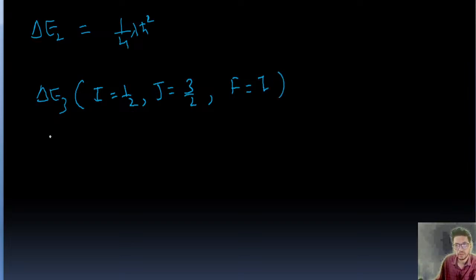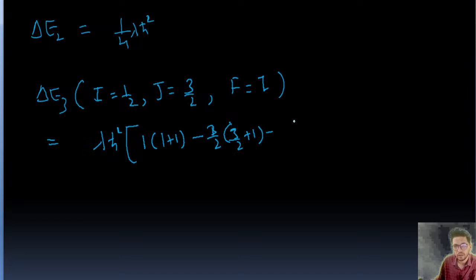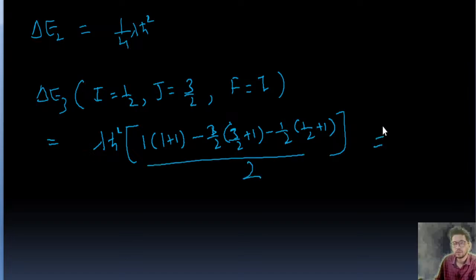So this value is going to be again lambda h cut square, j into j plus 1, f is 1 into 1 plus 1, minus 1 by 2, j into j plus 1 means 3 by 2 into 3 by 2 plus 1, minus I into I plus 1, I is 1 by 2 into 1 by 2 plus 1, upon 2. We solve it, simple calculation. So this is going to give minus 5 by 4 lambda h cut square, right?